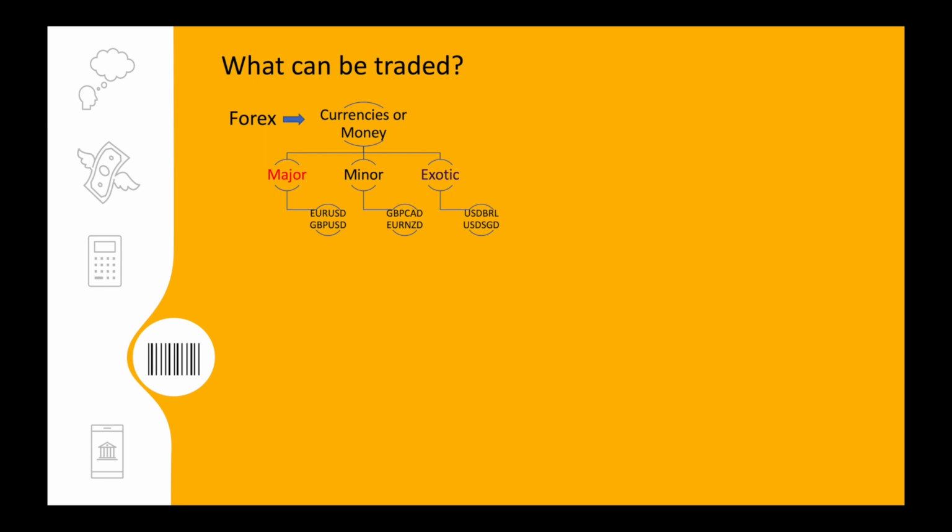Now, what else can be traded? Commodities. What are they? These are simply physical products, and what comes below physical products? We can mention a lot of physical products that can be traded, but I'm going to give you 3 of them. We have metals, we have energies, and grains.